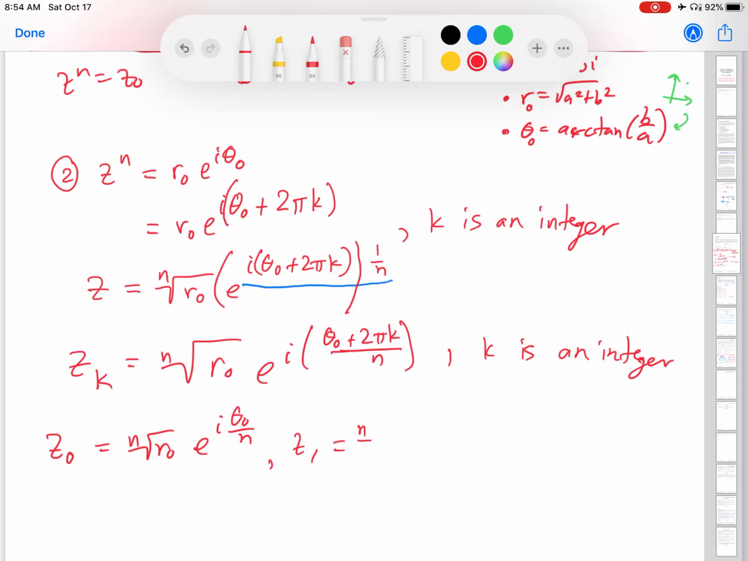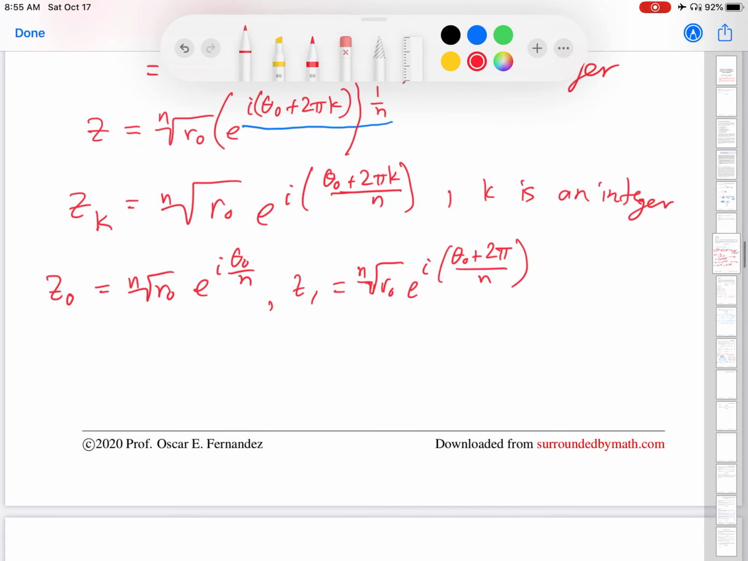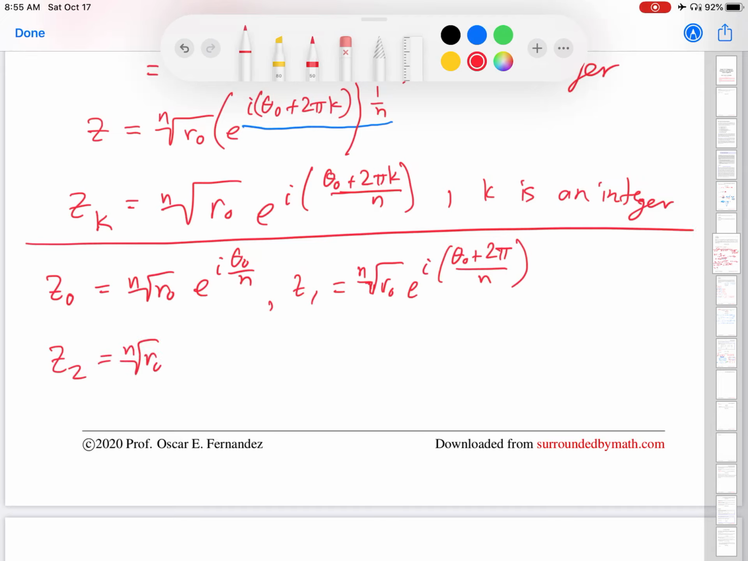And then let me write out z sub 1. So this is going to be the nth root of r sub 0, e to the i. So here k is 1, so I have theta 0 plus 2 pi over n. All right, and then let's keep going. What about z sub 2? Let me draw a line here so you can separate these in your mind. z sub 2 is the nth root of r sub 0, e to the i, theta sub 0 plus 2 times 2 pi over n.